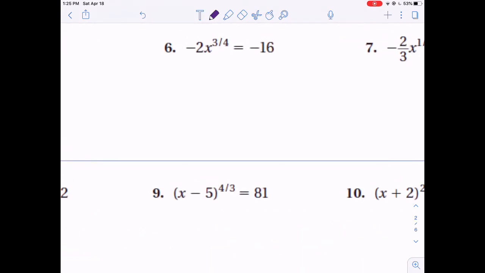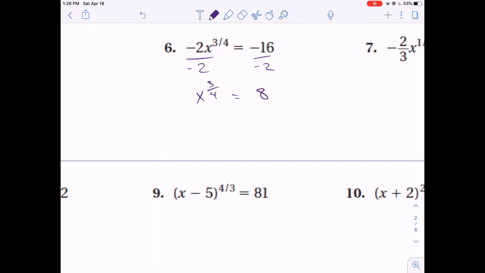So, is it isolated? No, because this rational exponent is only going to this x. The 2 is not part of it. So I've got to get rid of the negative 2. So divide by negative 2 on both sides. x to the 3/4 equals, it's a double negative, 8. All right, so now I'm isolated.